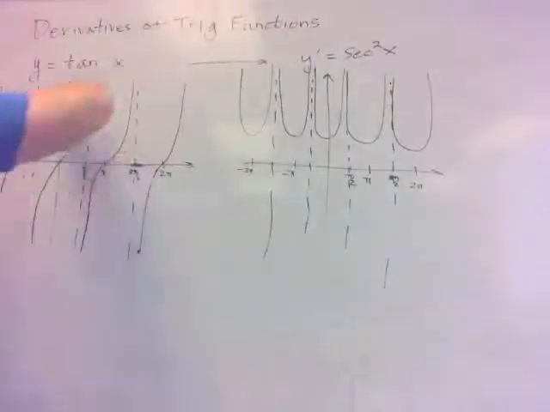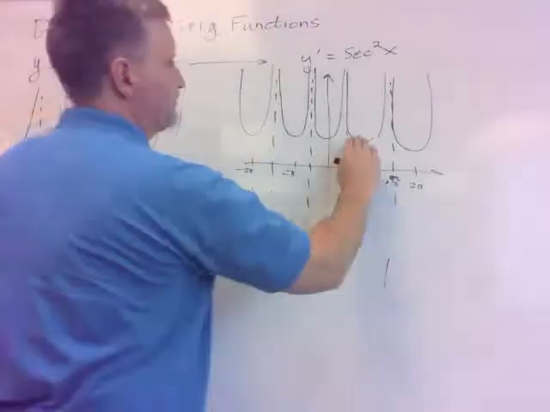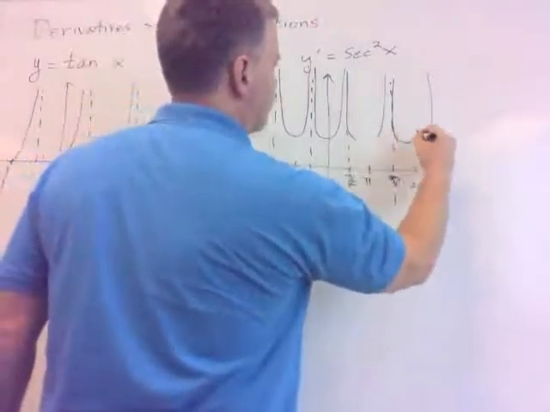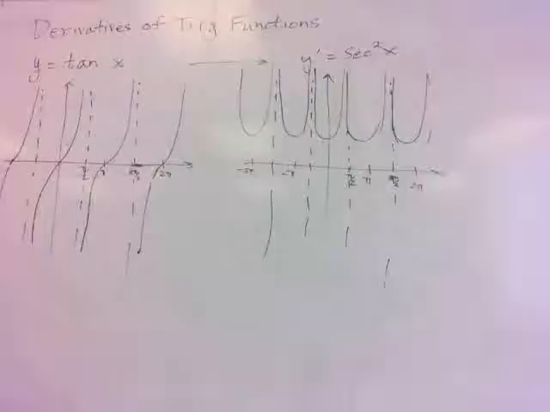The derivative of tangent turns out to be the secant squared. It's never negative. It's always positive. Those should be nice and level there. Sorry about that.